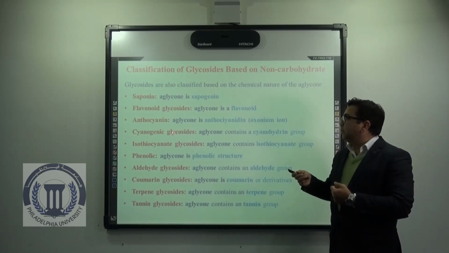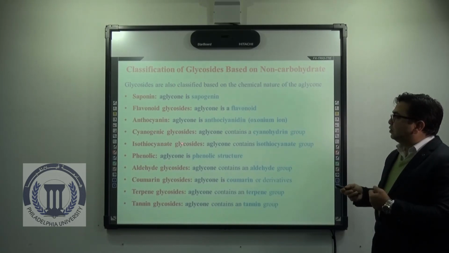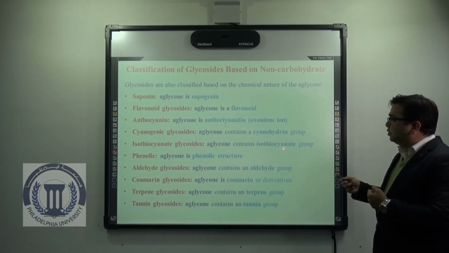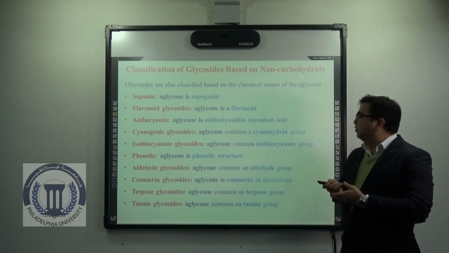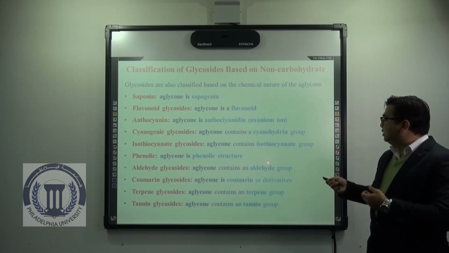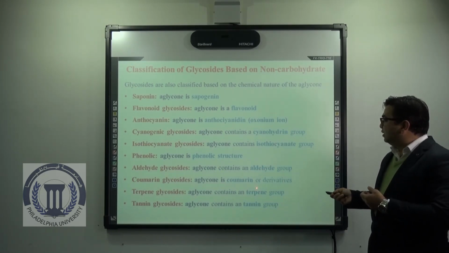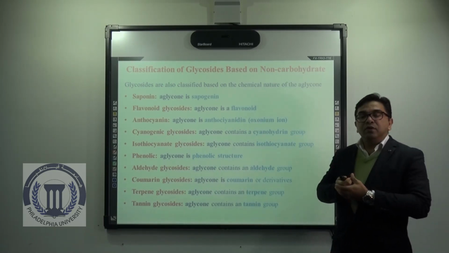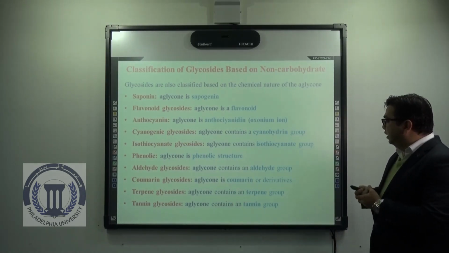So cyanogenic glycoside, when the aglycon contains a cyanohydrin group. Isothiocyanate glycoside, when the aglycon contains an isothiocyanate group. We call them phenolic glycoside when the aglycon is a phenolic structure. And similarly aldehyde glycosides, when the aglycon is aldehyde in nature. Coumarin glycoside if the aglycon is coumarin. Terpene glycoside if the aglycon contains a terpene group. And similarly we also call it tannin glycoside if the aglycon contains a tannin group.